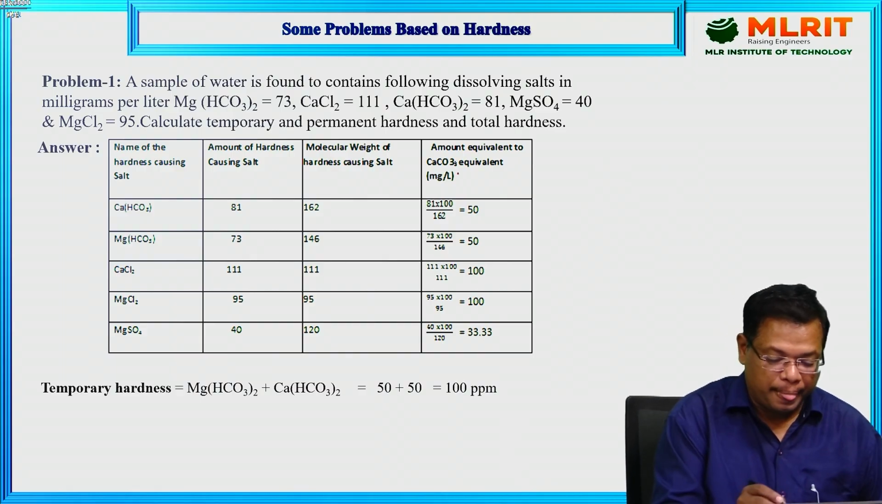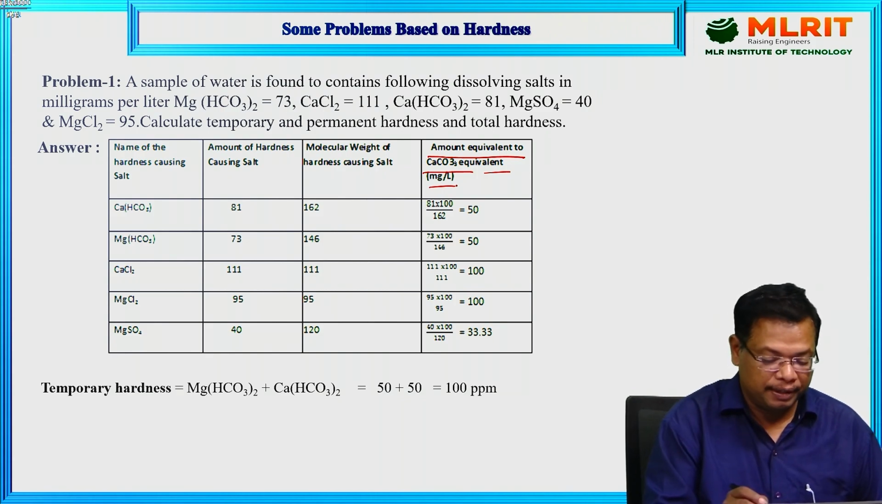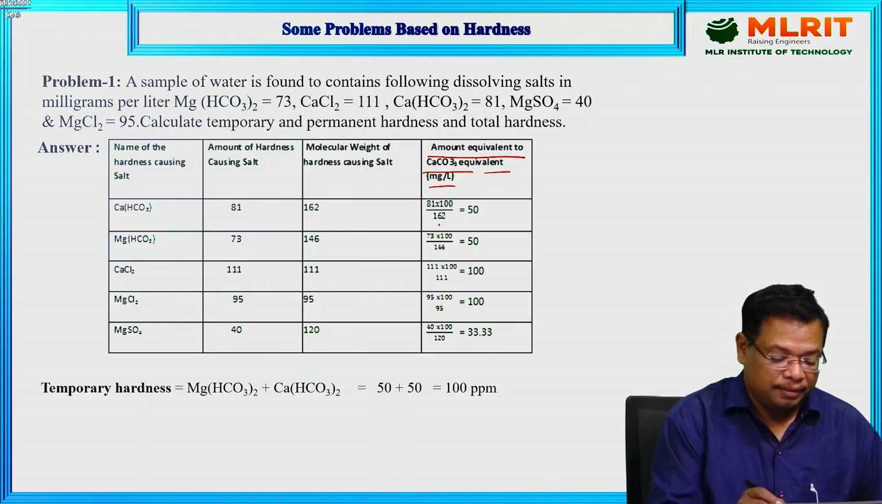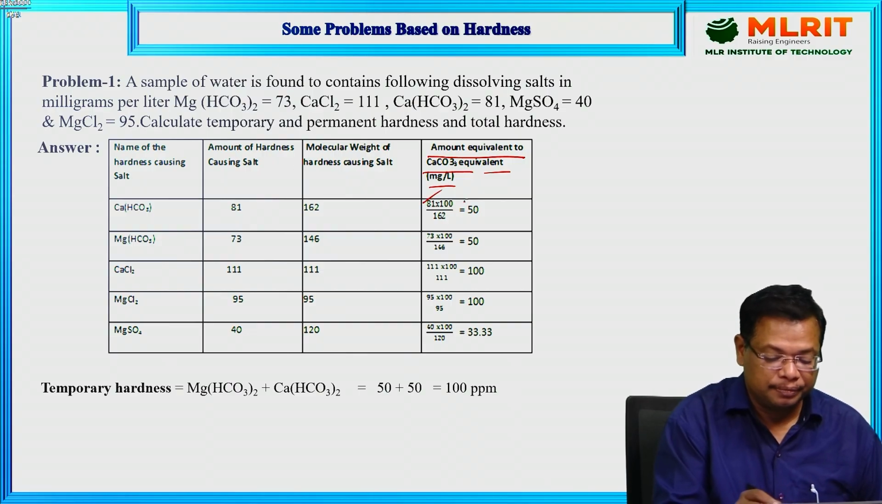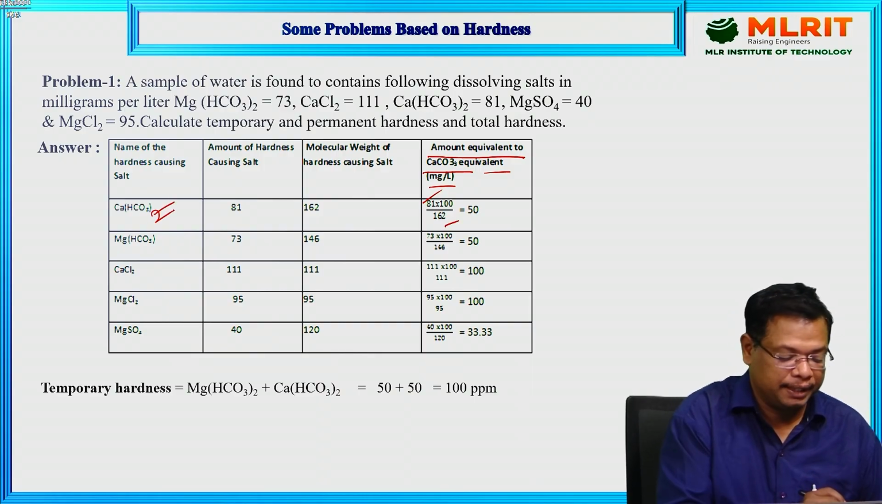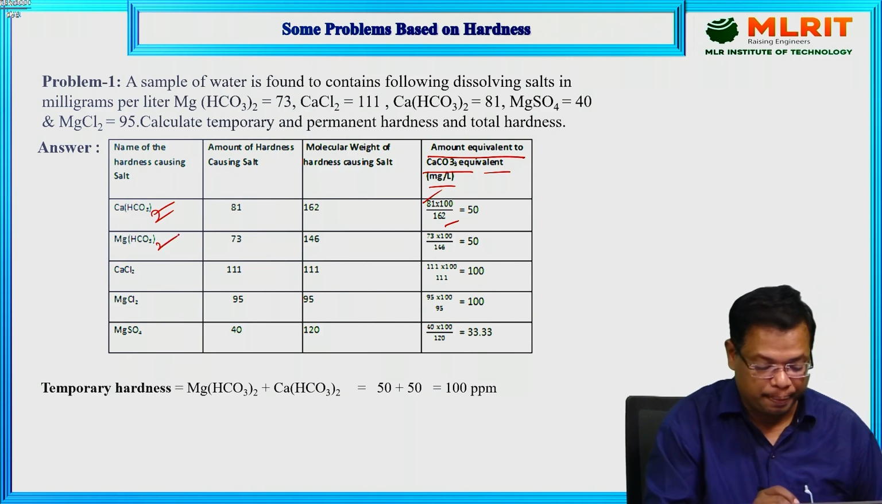Now, the amount equivalent to CaCO3 in mg per liter. When we calculate the equivalents of calcium carbonate, we have to multiply with the amount of hardness causing salt. How much data has he given? 81 into the calcium carbonate equivalent weight 100, divided by the molecular weight of the hardness causing salt, 162 for calcium bicarbonate. Sorry, it is a 2. It is not mentioned here. It is also a 2.